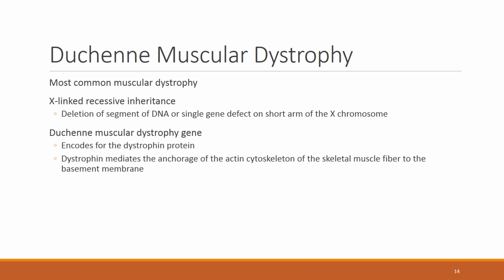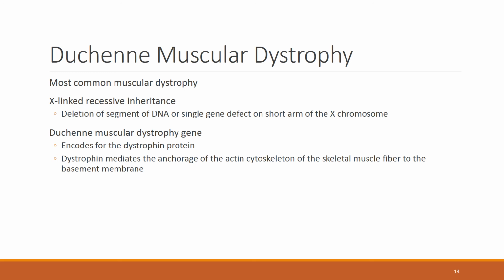Duchenne muscular dystrophy is the most common muscular dystrophy, and it's an X-linked recessive disorder. It's a disorder of X-linked recessive inheritance. What happens is there is a deletion of a segment of DNA or even a single gene that sits on the short arm of the X chromosome. So this may be called the Duchenne muscular dystrophy gene, and that gene encodes the dystrophin protein.